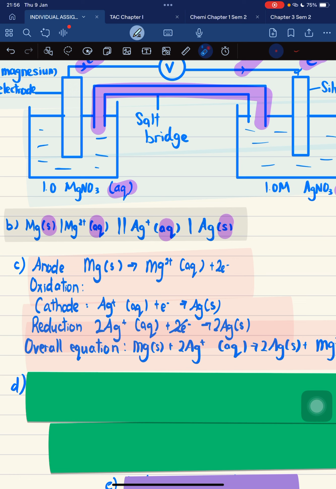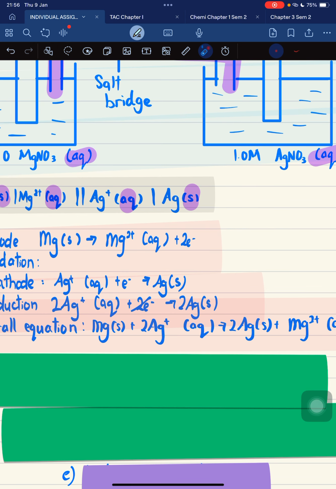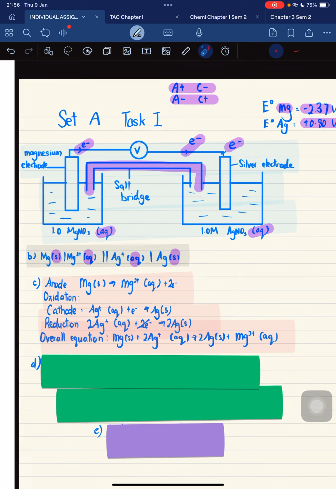So we need to balance it by multiplying by 2 in this equation, and we get 2Ag+ (aq) plus 2 electrons to form 2Ag (s). And to have an overall equation, we just need to eliminate both electrons, which are the same, and combine the other elements, and we get Mg (s) plus 2Ag+ (aq) to form 2Ag (s) plus Mg2+ (aq).